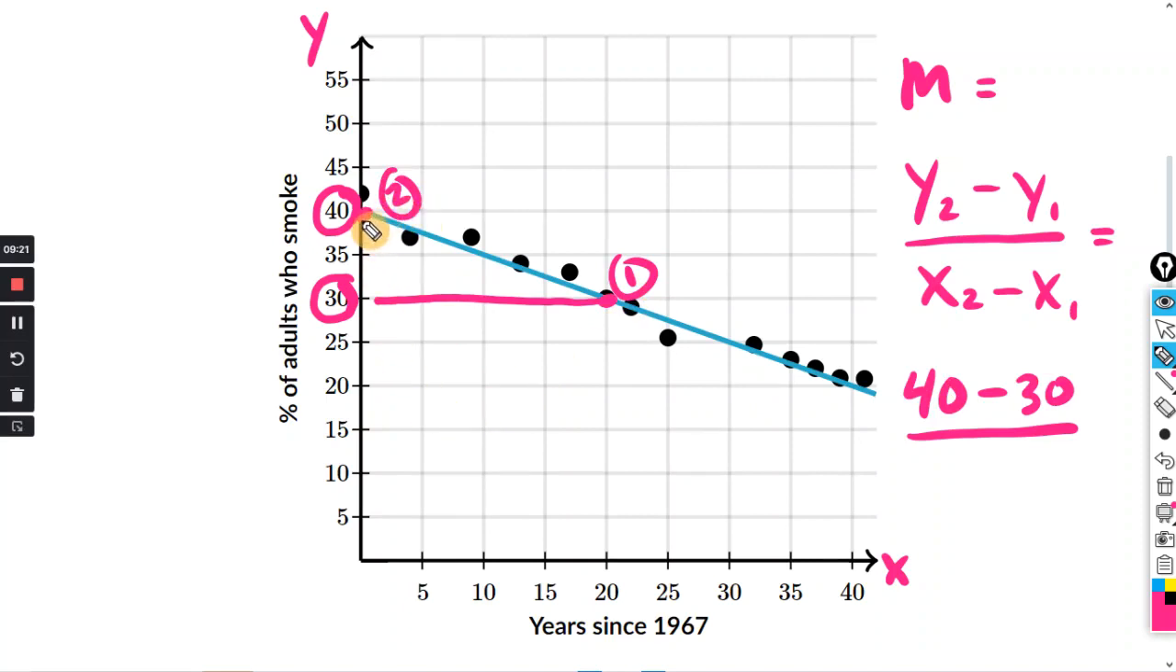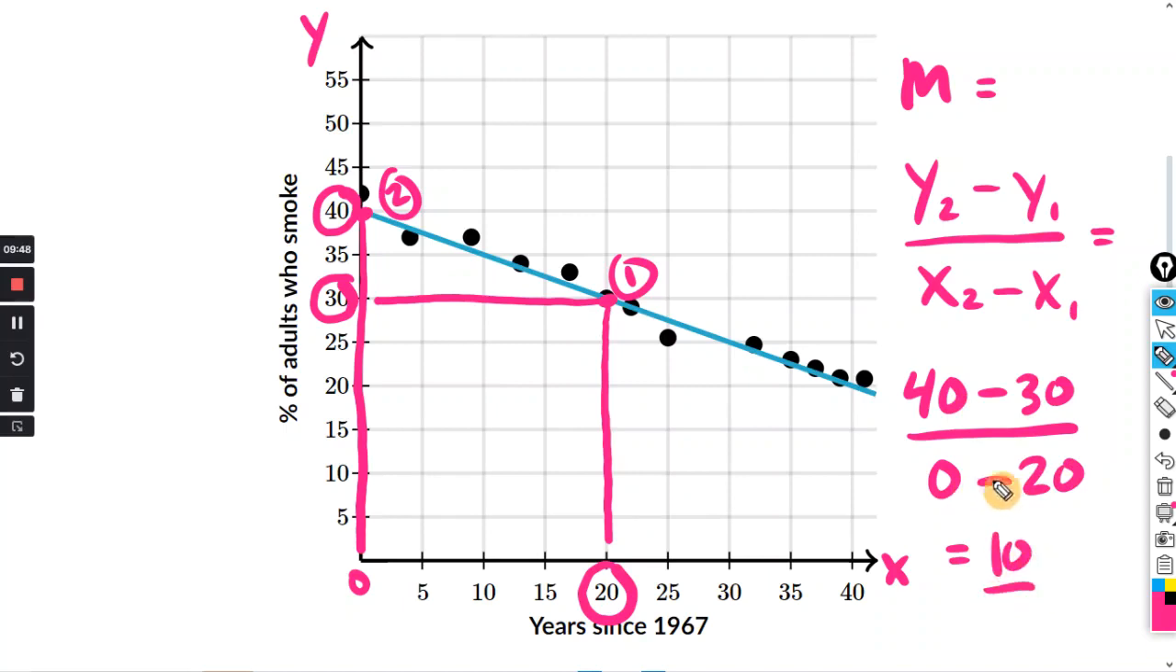Now we want the x coordinate. If we go here to the x-axis, this is the x-axis at 0. So x2 is 0 minus the other x. So you go to this point, you find the other x, go to the x-axis, and that is at 20. 40 minus 30 is 10. 0 minus 20 is negative 20. And 10 divided by 20 is going to be 1/2, but it's negative. So that's actually negative 1/2. I think they're going to have it as a decimal, negative 0.5.